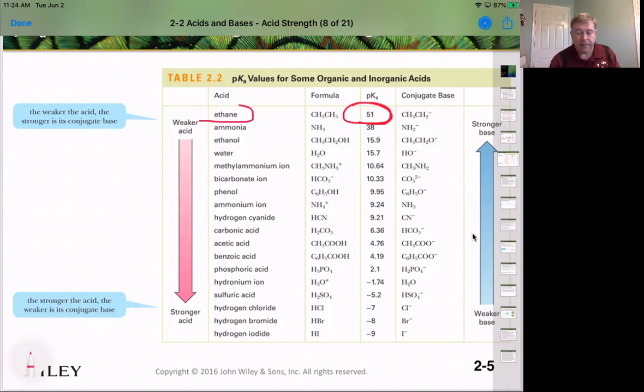So that means ethane itself, it takes a lot to get that hydrogen to dissociate from that carbon-hydrogen bond to protonate something, which means it's almost all shifted over here. A very large number means it's almost all the molecular acid form. So as we move down the scale here, we see the log of the acidity constant going down.